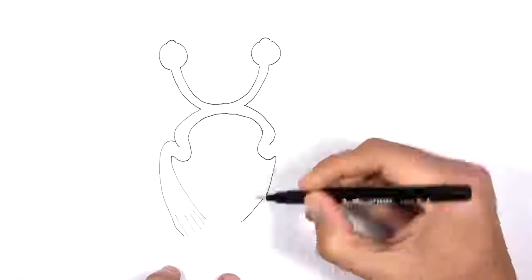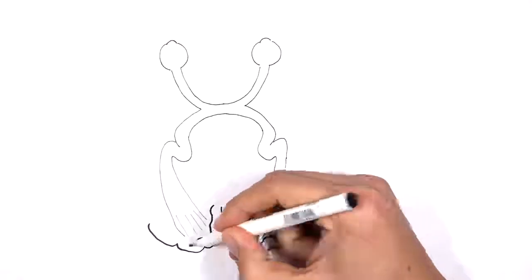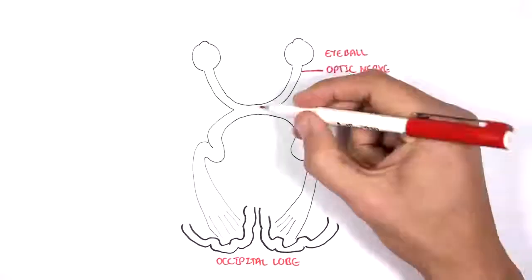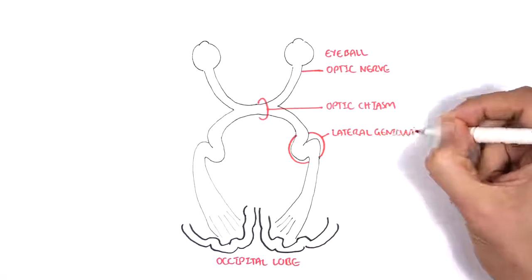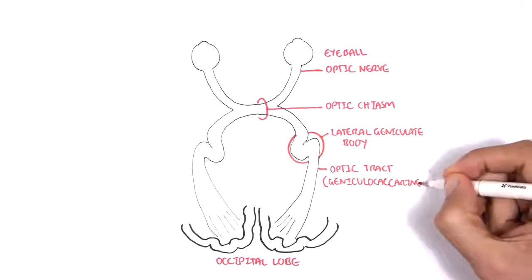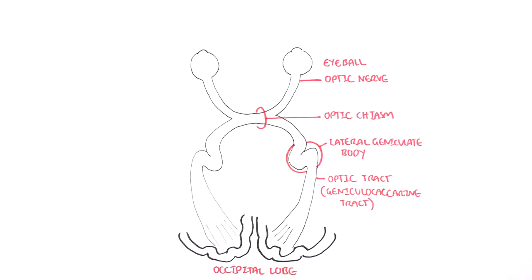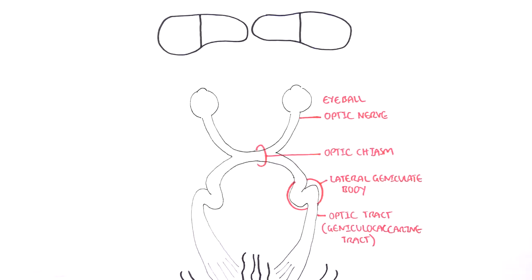Also, we'll look at what happens when there are lesions that occur along this pathway and how it affects our vision. So here is the occipital lobe, the eyeball, optic nerve, optic chiasm, lateral geniculate body, and optic tract, also known as the geniculocalcarine tract. Here are our visual fields. We are looking at this whole visual pathway from the top.